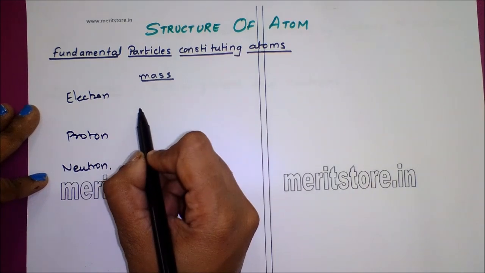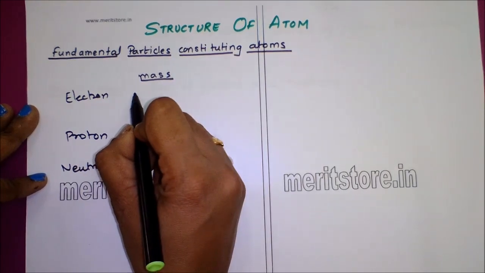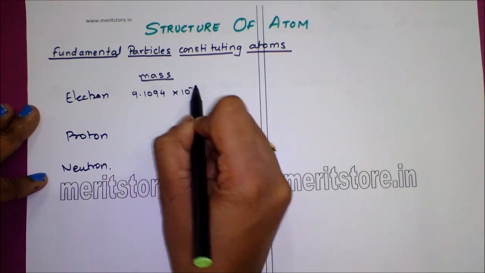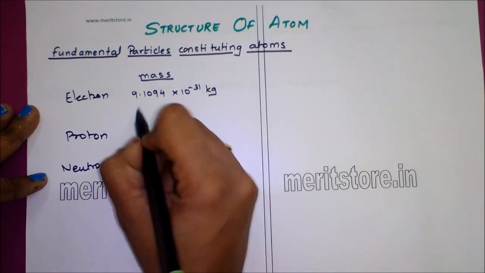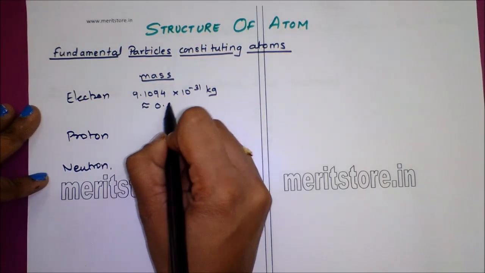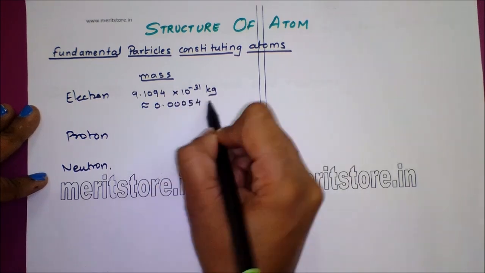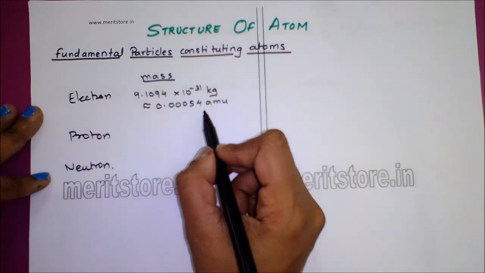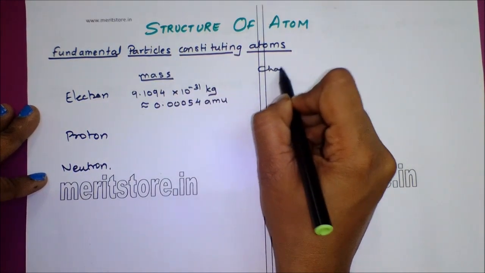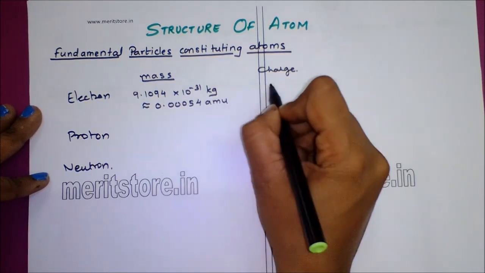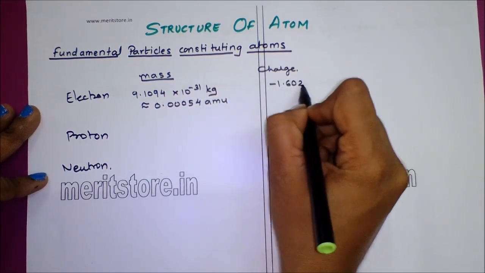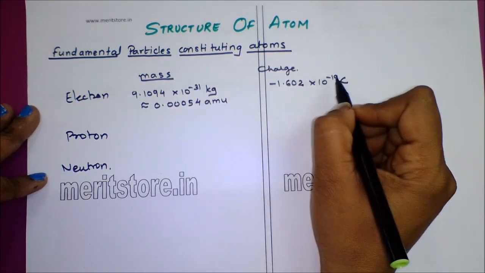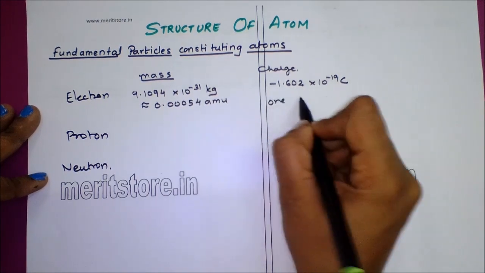The electron is the lightest particle of the atom, with a mass of 9.1094 × 10^-31 kg, which is approximately 0.00054 AMU, considered as almost zero atomic mass. The charge of the electron is -1.602 × 10^-19 coulomb, which is taken as one negative charge.